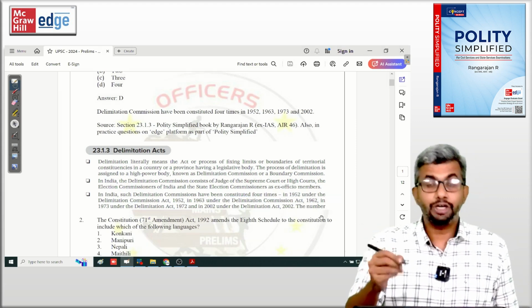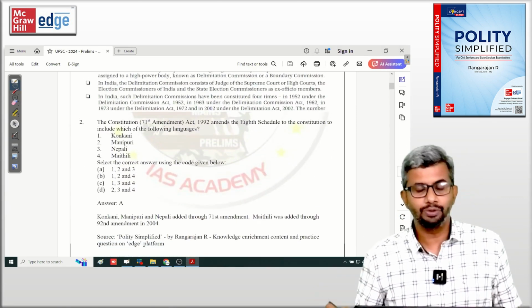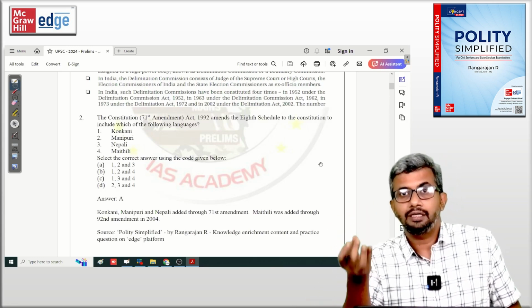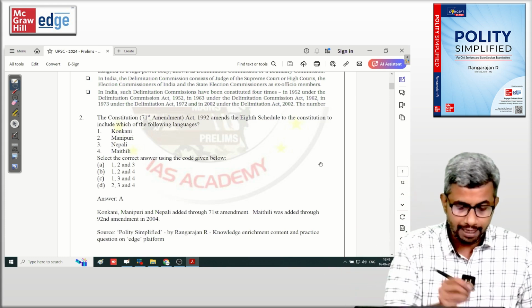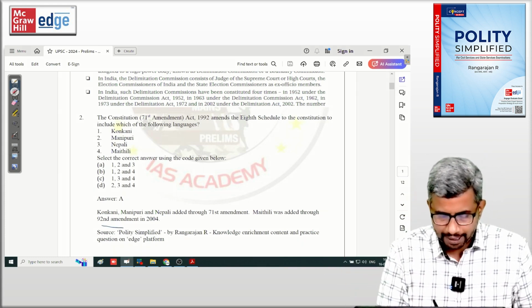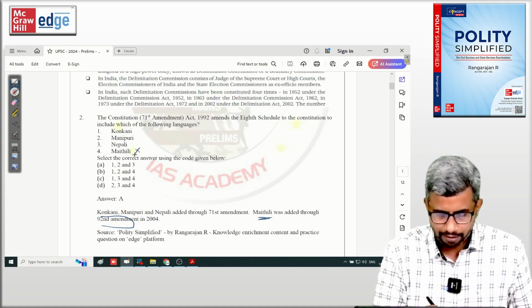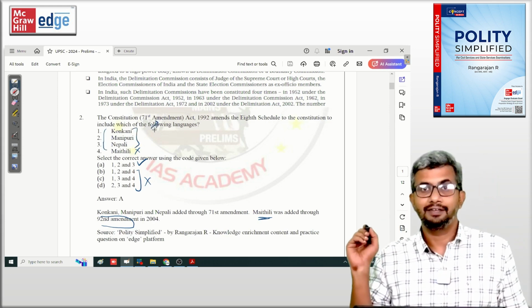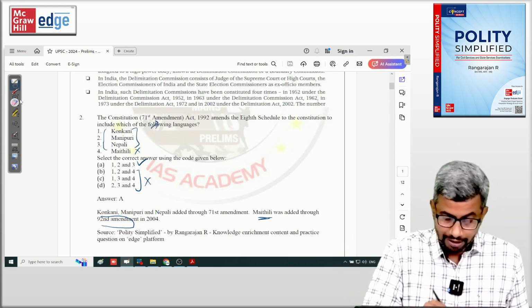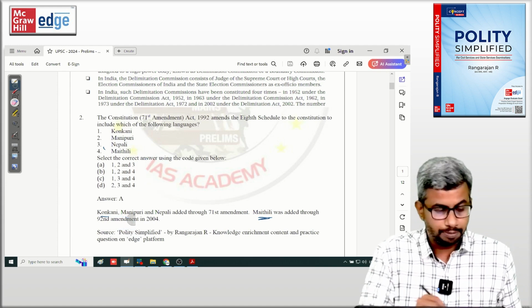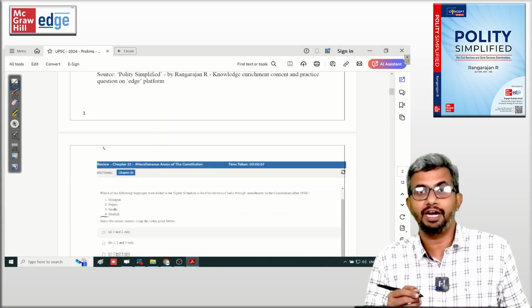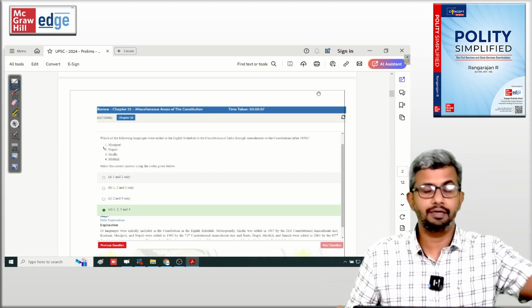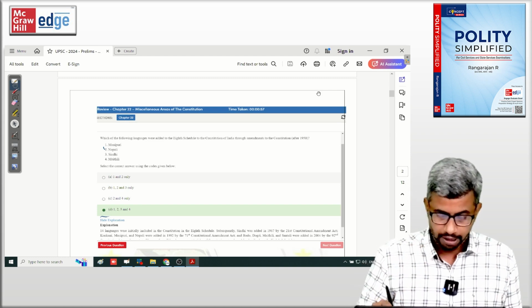Right? Constitution, 71st Amendment Act amends the 8th schedule to include which of the following languages? So guys, Maithili, Dogri, Santali, Bodo. These were 4 languages which were added in 2004 through the 92nd Amendment Act. So you remove Maithili, the answer is 1, 2, 3. All these 3 were added through the 71st Amendment Act. In fact, a very similar question is part of the practice questions of Polity Simplified. If you buy the book through the Edge platform, you will be able to look into it as well, and you will be able to practice these questions, right?